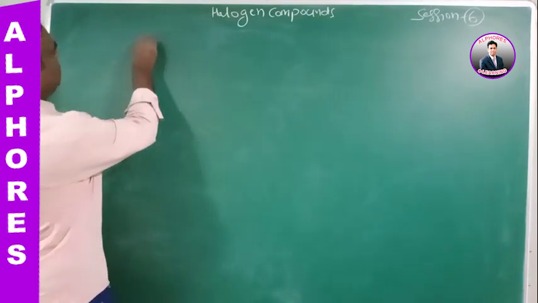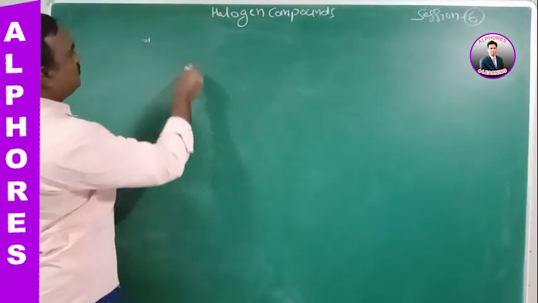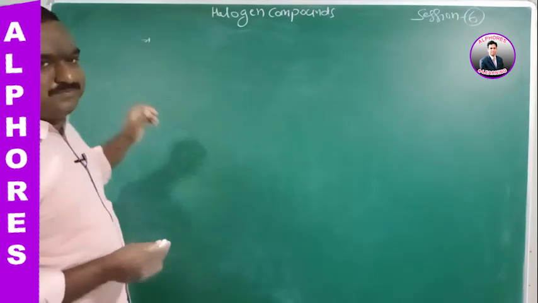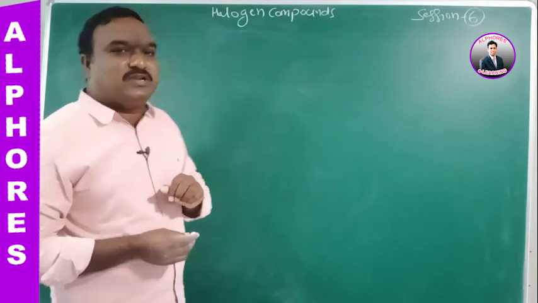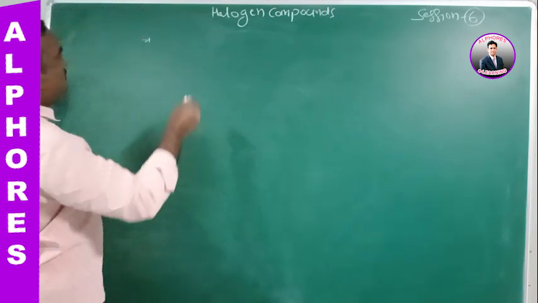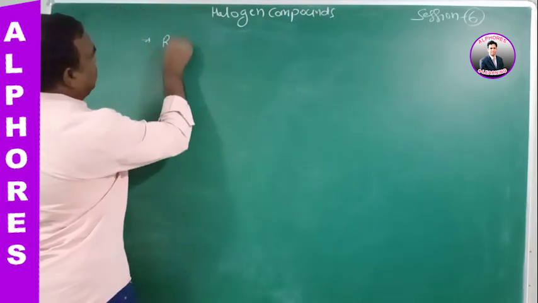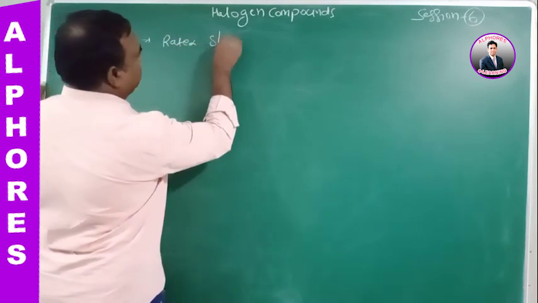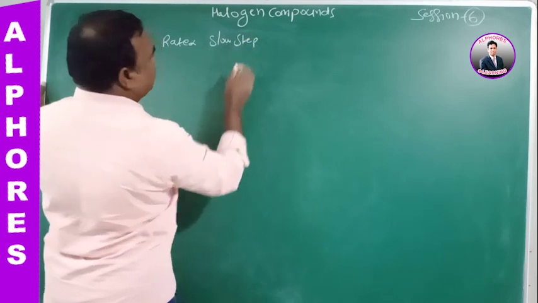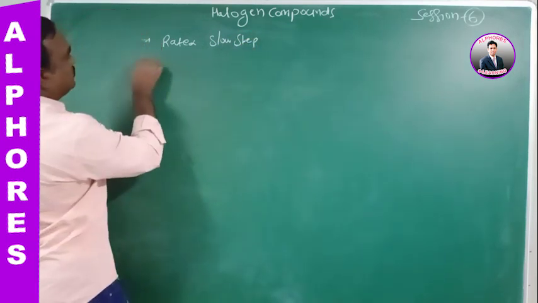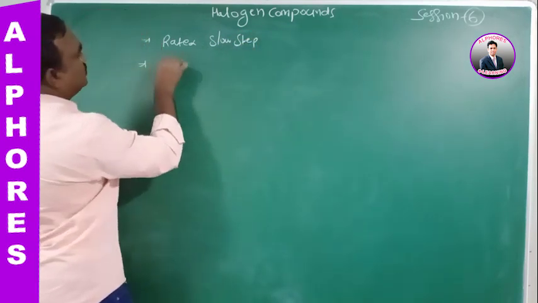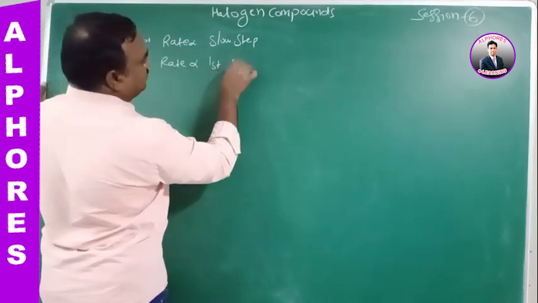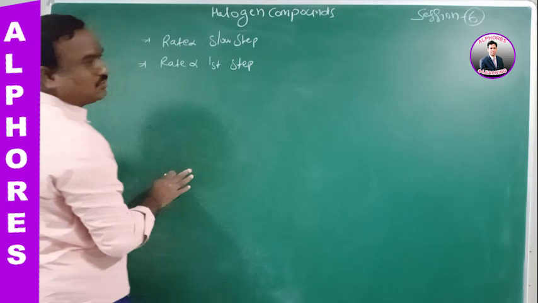In unimolecular nucleophilic substitution reactions, the first step is the bond cleavage step. So the rate is directly proportional to the first step, nothing but the slow step. Which one is the slow step, first one or second one? According to the mechanism, the first step is the slow step.